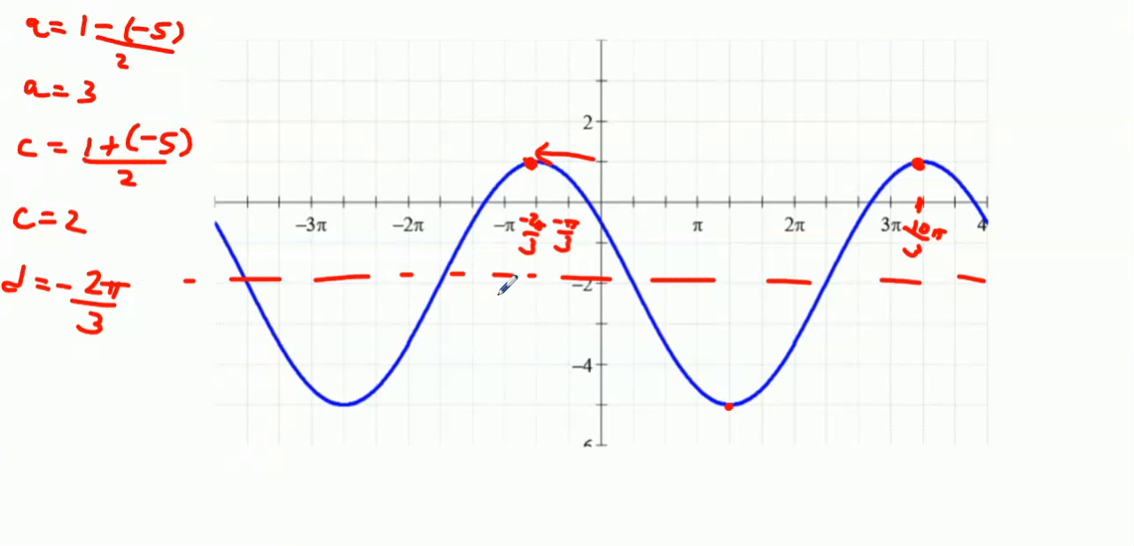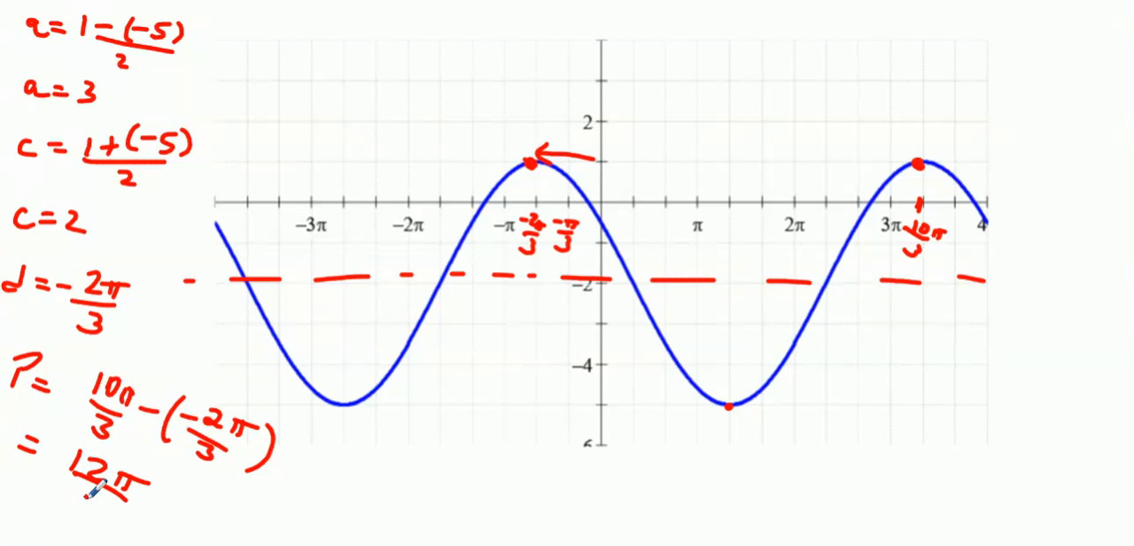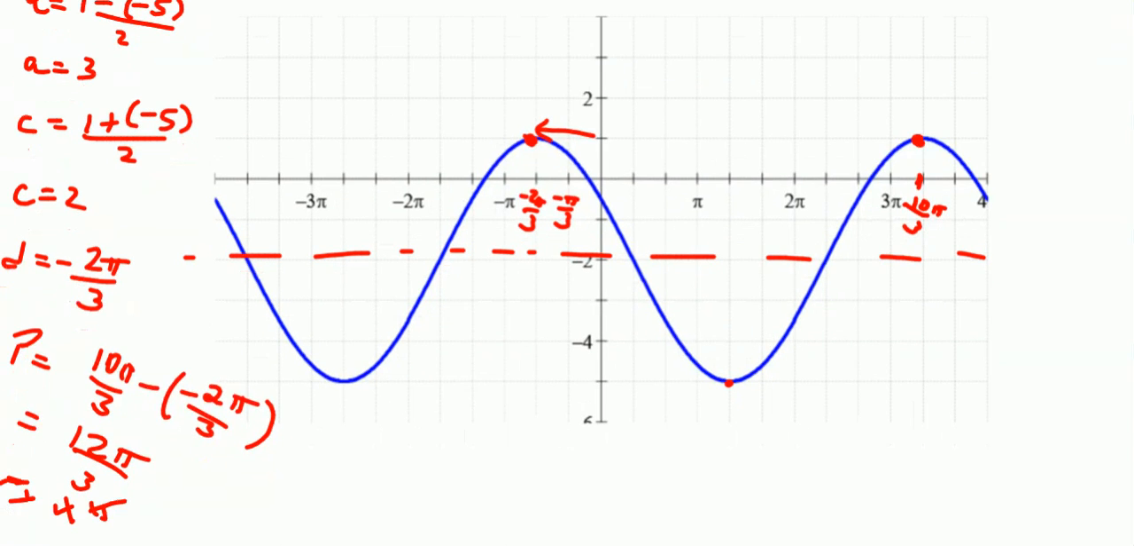Okay, and this one is -2 pi by 3. So I know that my period is going to be 10 pi by 3 minus -2 pi by 3, right? You just take the difference between these two to get the length. So 10 pi by 3 plus 2 pi by 3 is 12 pi by 3, better known as 4 pi. Okay, so I have the period.